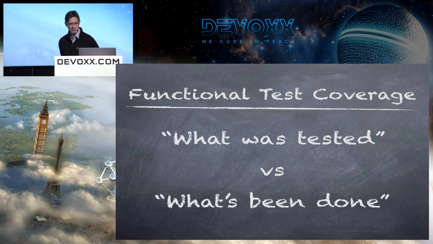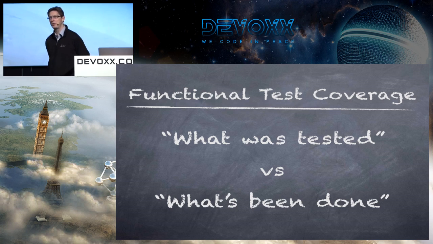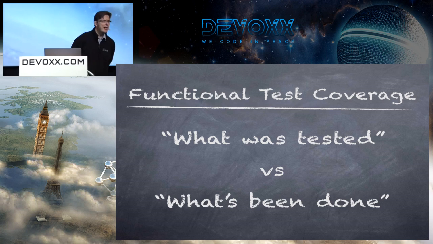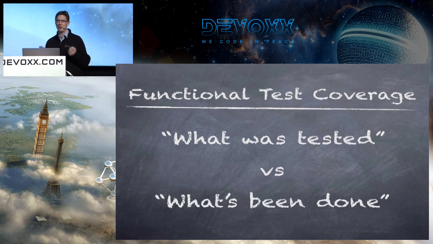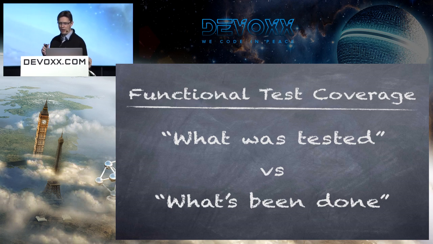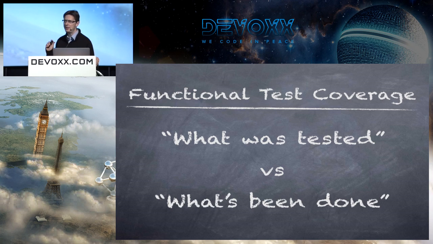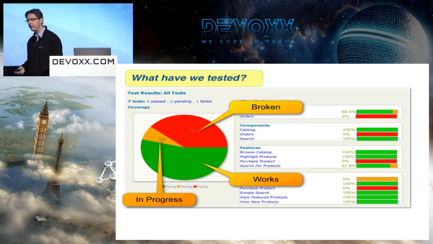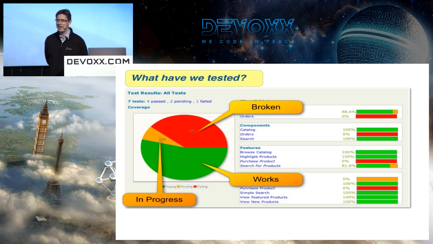So this is where the concept of what I call functional test coverage comes into play. Normal test coverage is how much of your code has been exercised when you run a set of tests. What I call functional test coverage is the concept that if you have a set of requirements, you consider them done when the acceptance criteria pass. If there are no acceptance criteria for a requirement, obviously there's nothing to prove that the feature's been implemented, so it's considered not done.